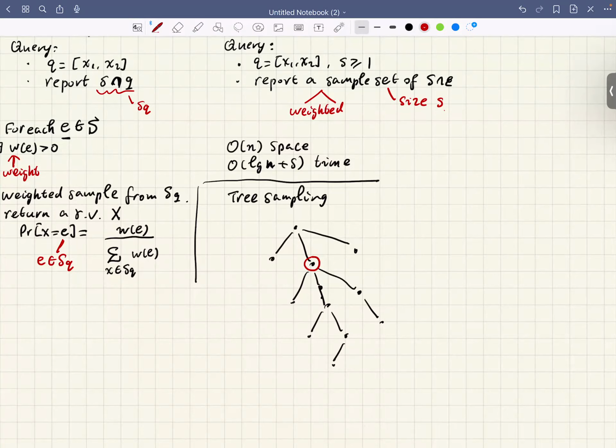And therefore, the efficiency of the reduction that I talked about last time, in simple words, uses tree sampling as a black box. If you can solve tree sampling better, then the reduction is more powerful. You see what I'm saying?